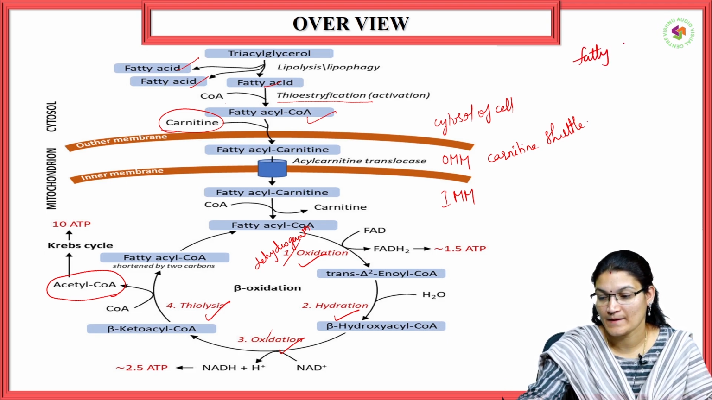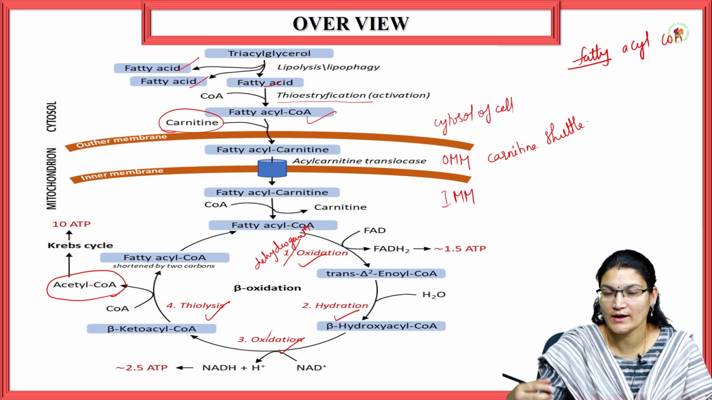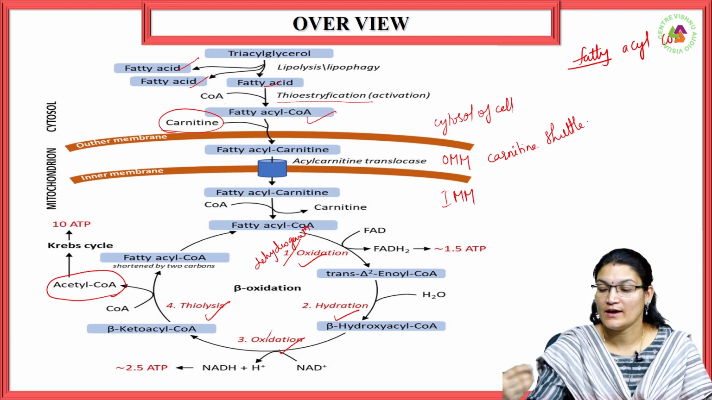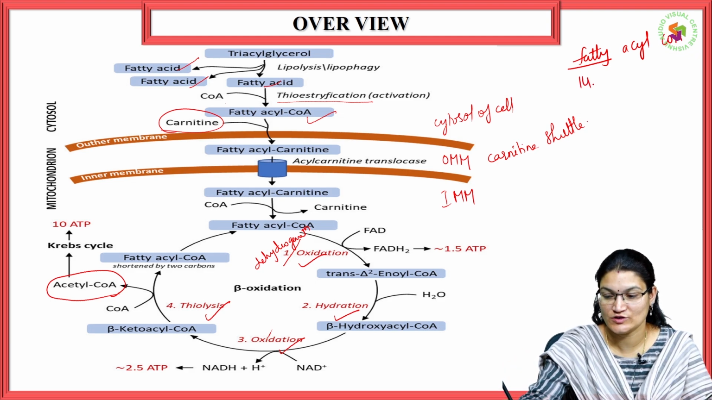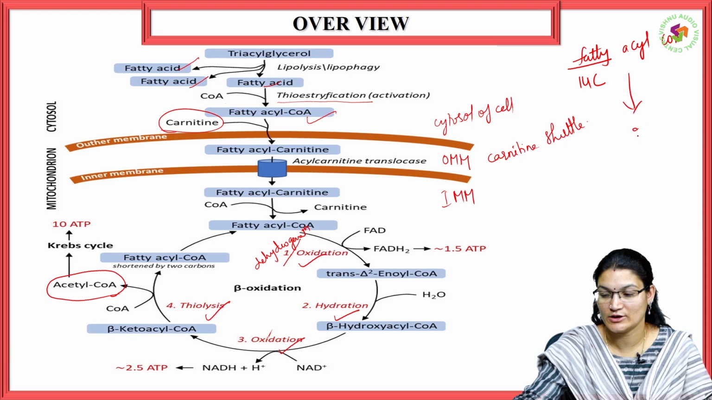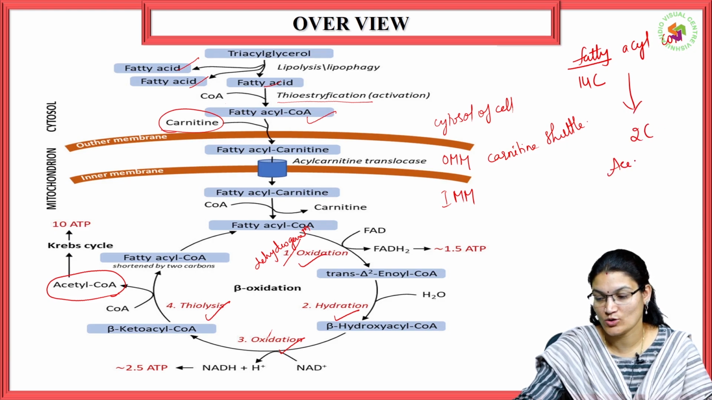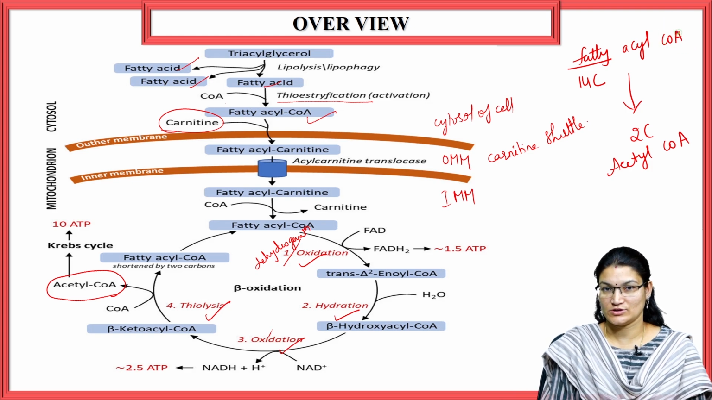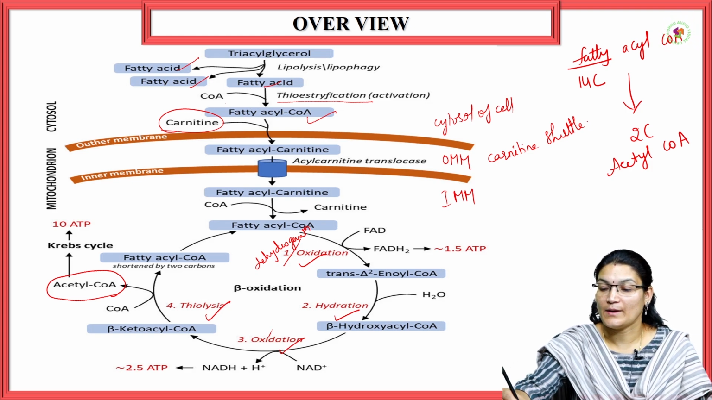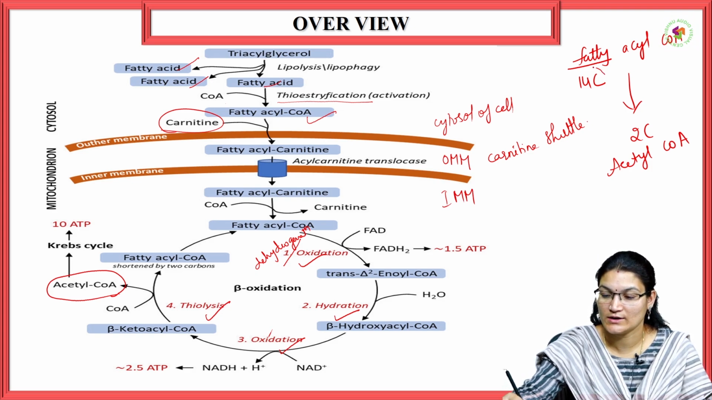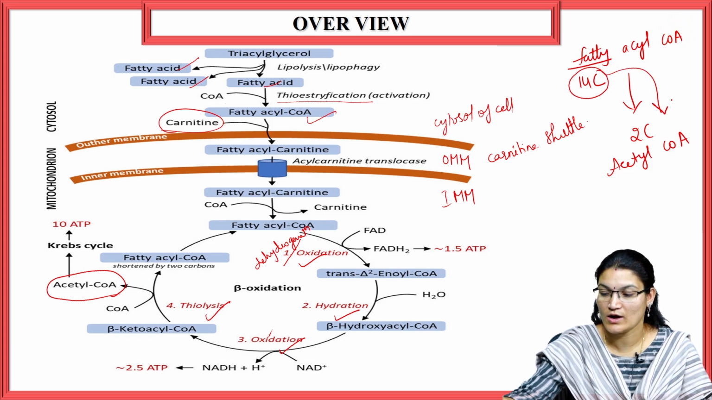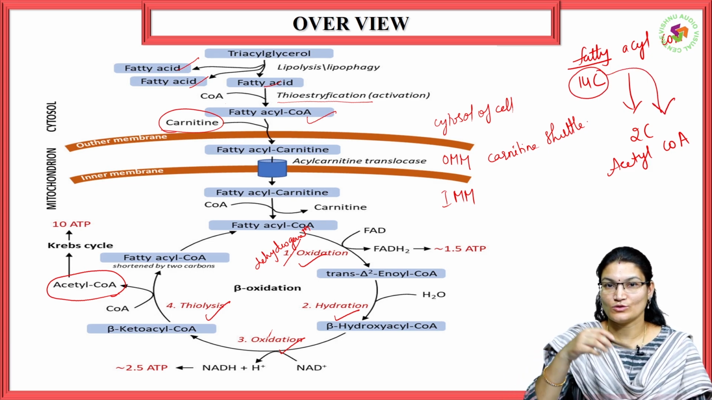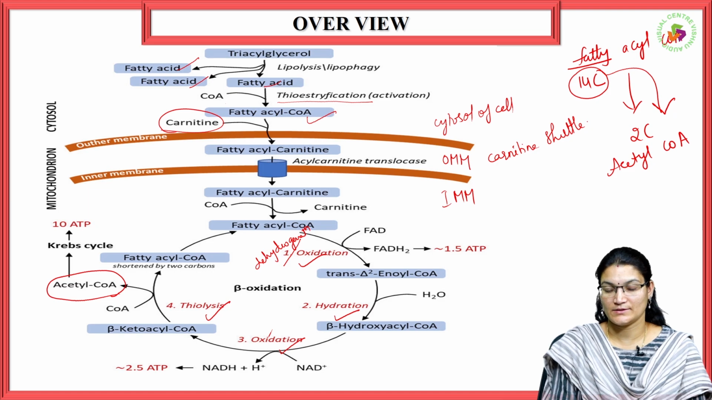So what is the first product of beta oxidation? Fatty acyl coenzyme A, and this fatty acid chain depends on whether it is lauric, palmitic, or myristic. Whatever the carbon chain may be, it has to get converted into 2 carbon acetyl coenzyme A as the end product. This is the end product of beta oxidation. So until it completely gets converted, for example 14 carbons into 2 carbon acetyl coenzyme A, the cycle goes on. It is a repeated cycle.